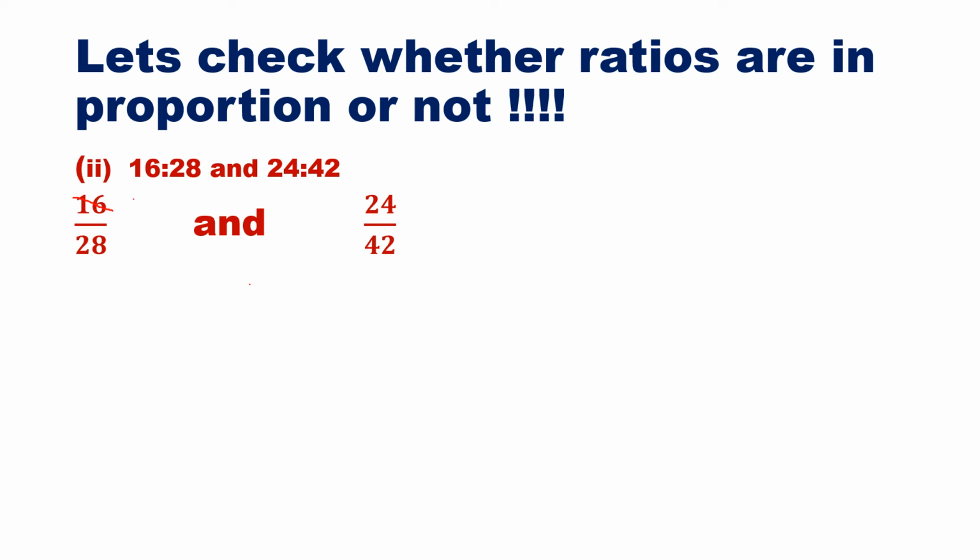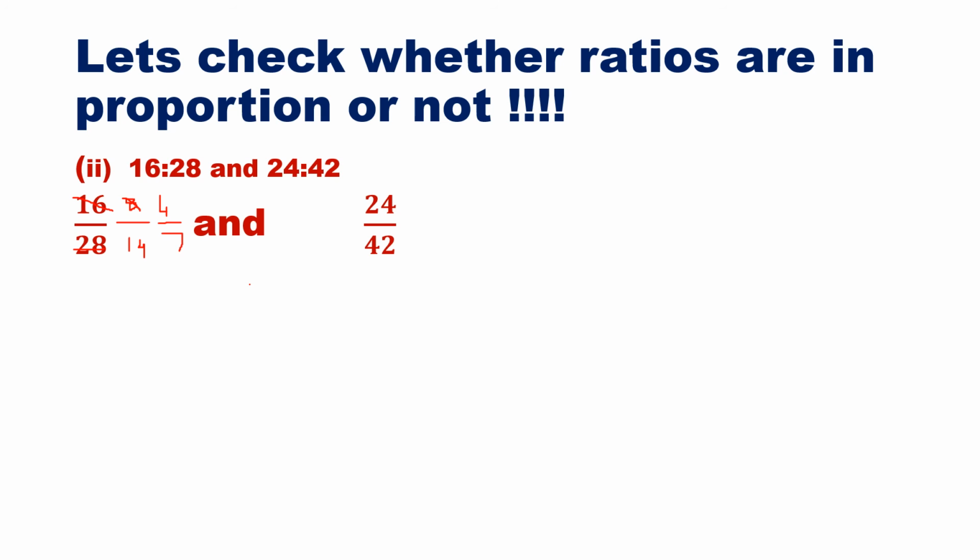2 8s are 16, and 2 1s are 2 and 2 4s are 8. So I got 8 by 14. Now again we can cancel by 2. 2 4s are 8 and 2 7s are 14. So I get 4 by 7. Now I cannot further simplify it.